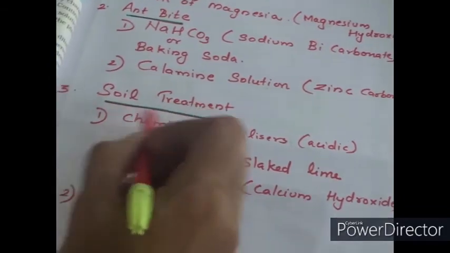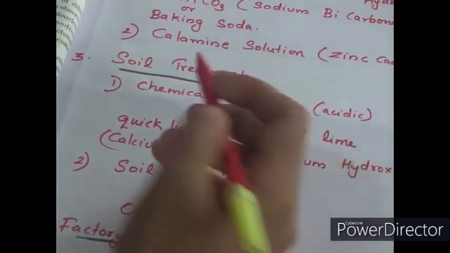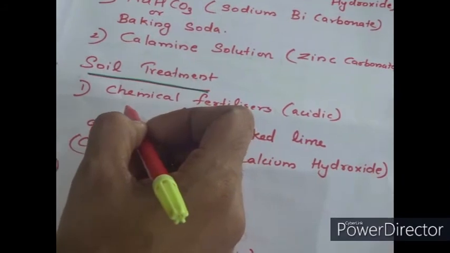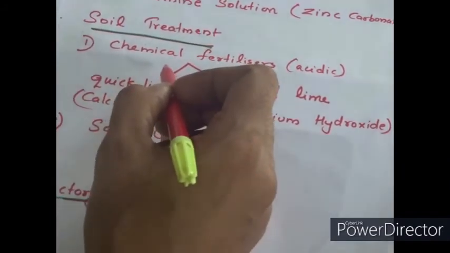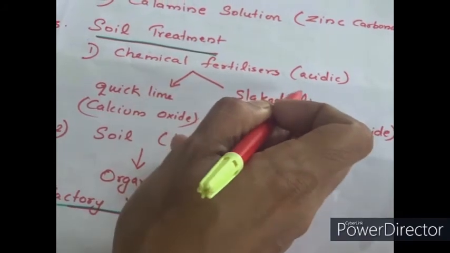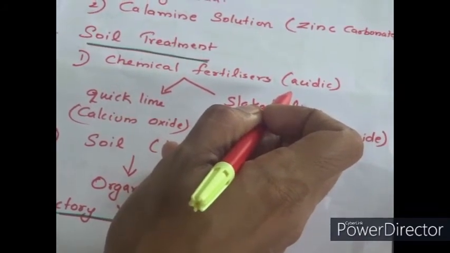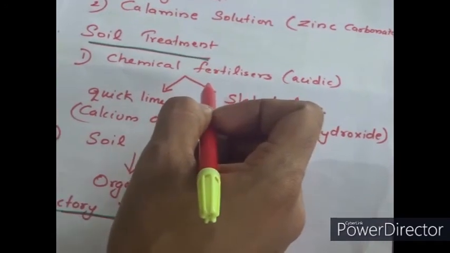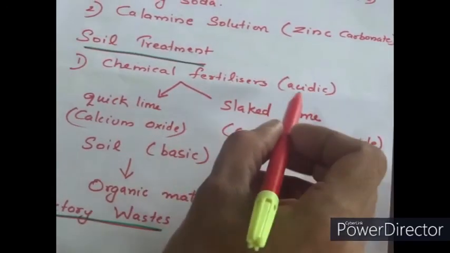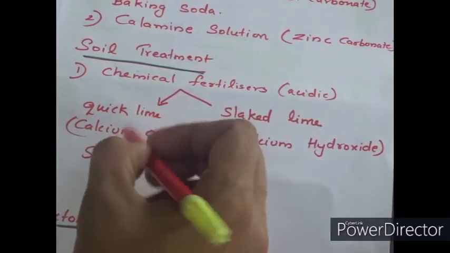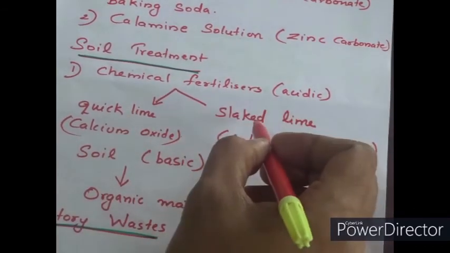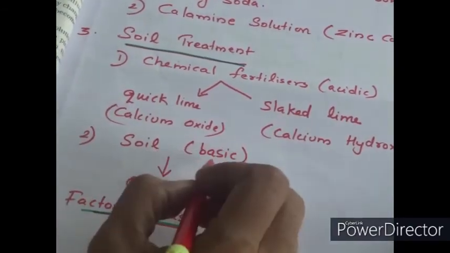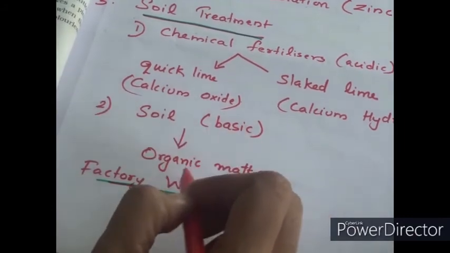Third case is soil treatment. In order to increase the yield of the crop, farmers use different types of fertilizers. The chemical fertilizers used by the farmers contain acidic substances in them. Too much of acid or too much of base is not good for the growth of a plant. In order to neutralize the excess acid, quicklime or calcium oxide, or slaked lime or calcium hydroxide, are used. If the soil is too basic, it is neutralized by adding organic matter.